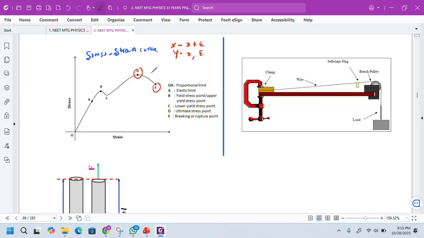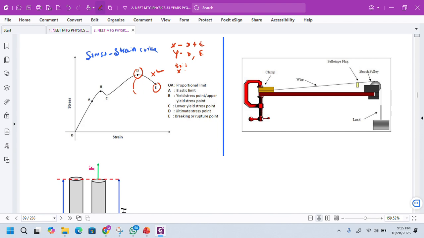For material X, these 2 points are very close to each other. If the ultimate strength point and fracture point for material X are close to each other, then I can tell that material X is brittle. Okay, fine. This is material X.